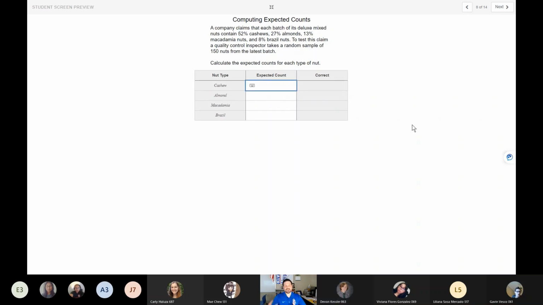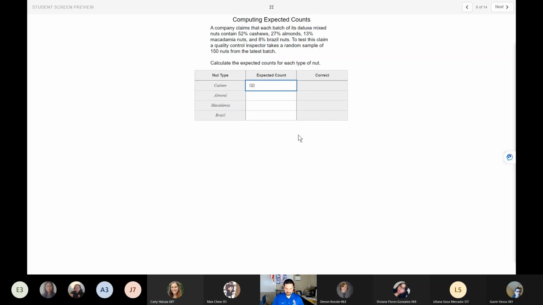Exactly. This is very similar to when we were calculating expected values with random variables: sample size times the probability of that thing happening. Same idea applies here. We have our sample size, 150 nuts, times the proposed distribution proportion. So we get 150 times 0.52, 150 times 0.27, 150 times 0.13, and 150 times 0.08. Please make sure you're putting your decimals in the right places when you're converting your percentages to decimal form. Otherwise, you're going to get some weird answers. All right, thank you, Devin.